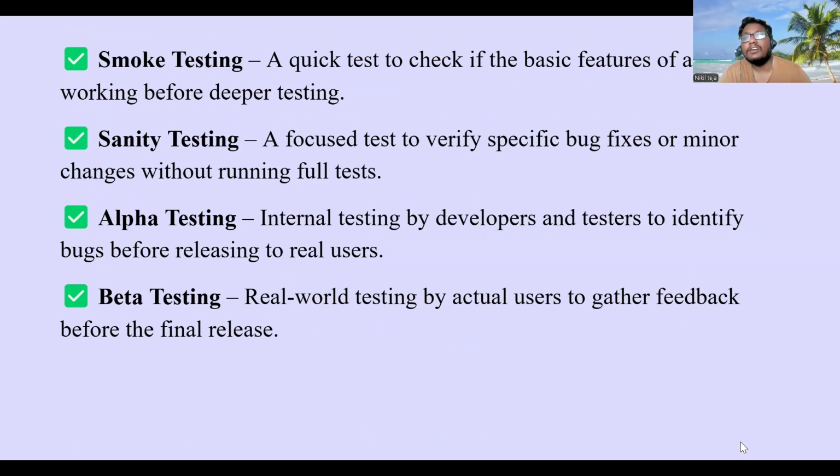without running a full test. So in sanity testing, we will not be running an entire, complete application test, but we will be focusing on some narrow elements, some narrow units or some narrow components. Next is alpha testing. Alpha testing is nothing but internal testing done by developers and testers.